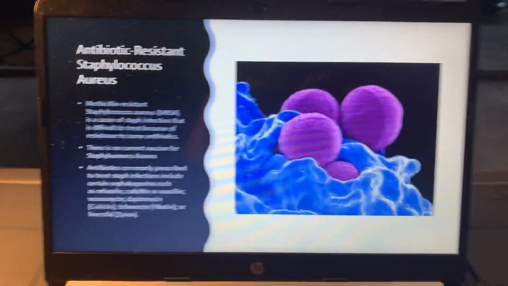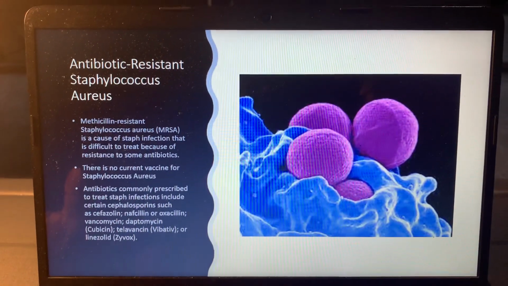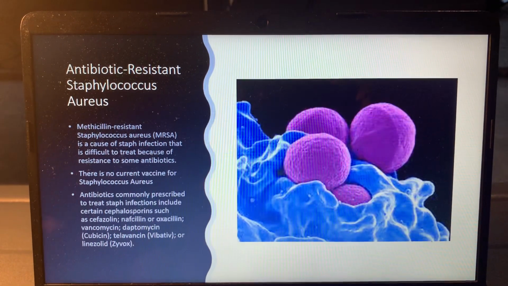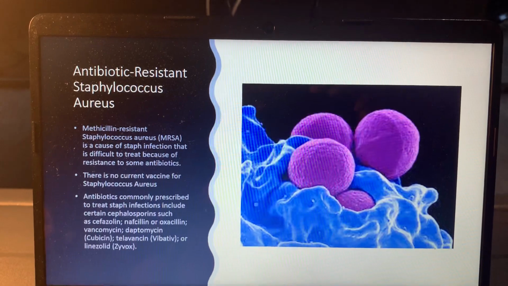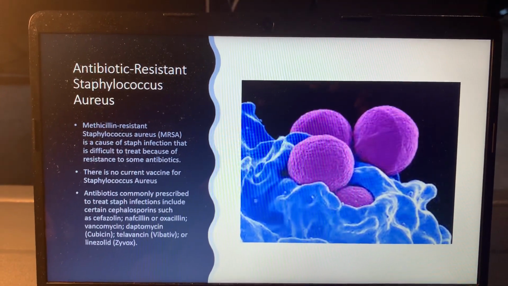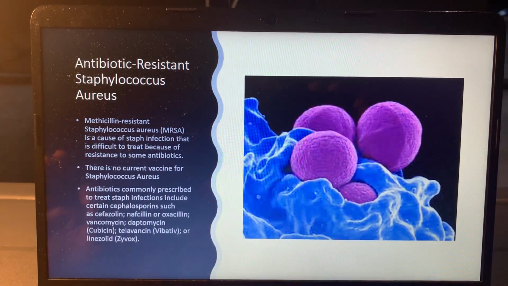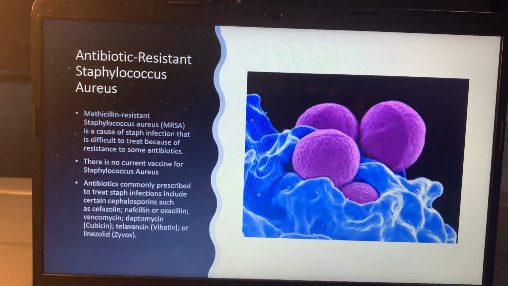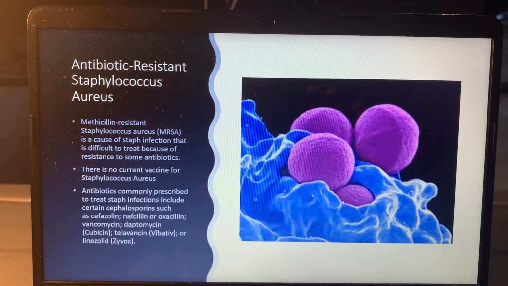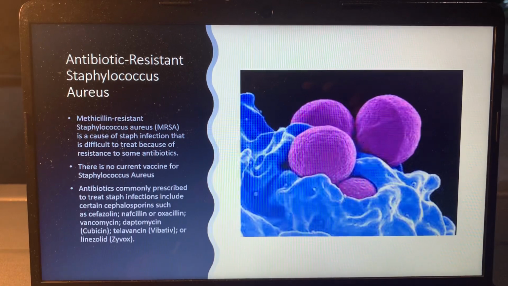And there is an antibiotic-resistant strain of Staphylococcus aureus, most commonly known as MRSA, which is methicillin-resistant Staphylococcus aureus. It is the cause of a staph infection that is difficult to treat because of its resistance to some antibiotics. There is no current vaccine for Staphylococcus aureus.